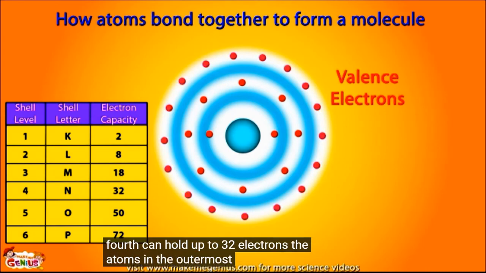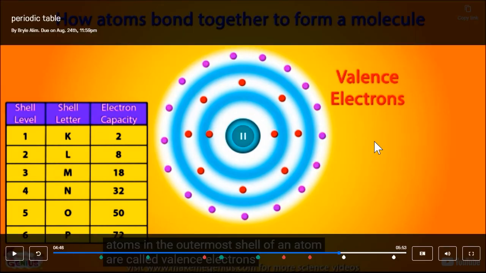The electrons in the outermost shell of an atom are called valence electrons. So what are valence electrons? They are the outermost electrons of your atom. Valence electrons are the last electrons in a specific atom.